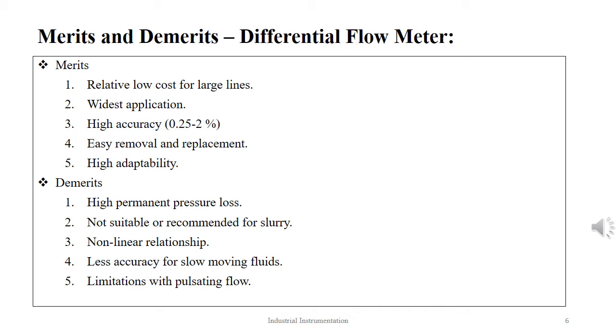But there are a few limitations as well. The limitations are that there are relatively higher permanent pressure losses involved in this particular setup. They are difficult to use with slurry. If the fluid contains slurry particles, they are difficult to manage. They exhibit a square root relationship between the head and the flow rate rather than linear characteristics, which limits the usable flow rangeability to a mere 3:1 or 5:1 range. Low flow rates are not easily measured, and they face difficulty measuring pulsating flow.